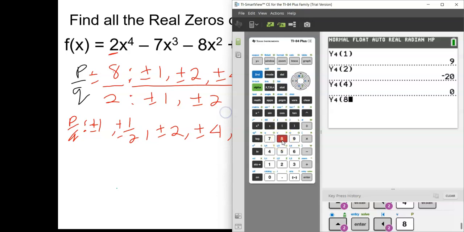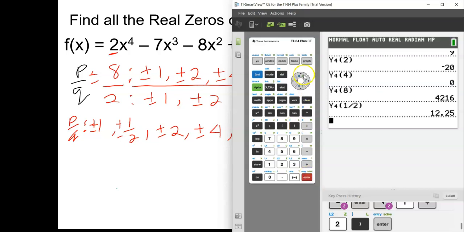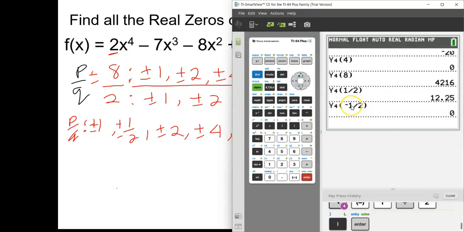Okay, 8. No. Okay, so let's try the negatives then. Oh, we didn't try 1/2. We could try 1/2 also, the positive 1/2. Okay, no. Okay, we'll go back. Maybe we start with 1/2 now and try a negative 1/2. Oh, okay, negative 1/2 is good. It's another one. So we have 4 and negative 1/2.